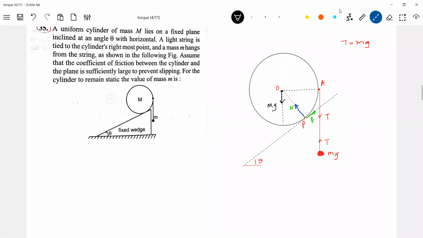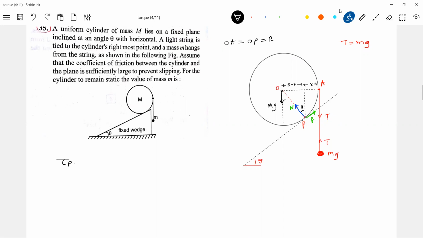I'll take help of the condition here. So this is the, what can be this value, theta, and this will be theta. This distance OP is R, no? OA equal to OP equal to R. So let me take this distance as X. The remaining distance, how much will it be? R minus X.